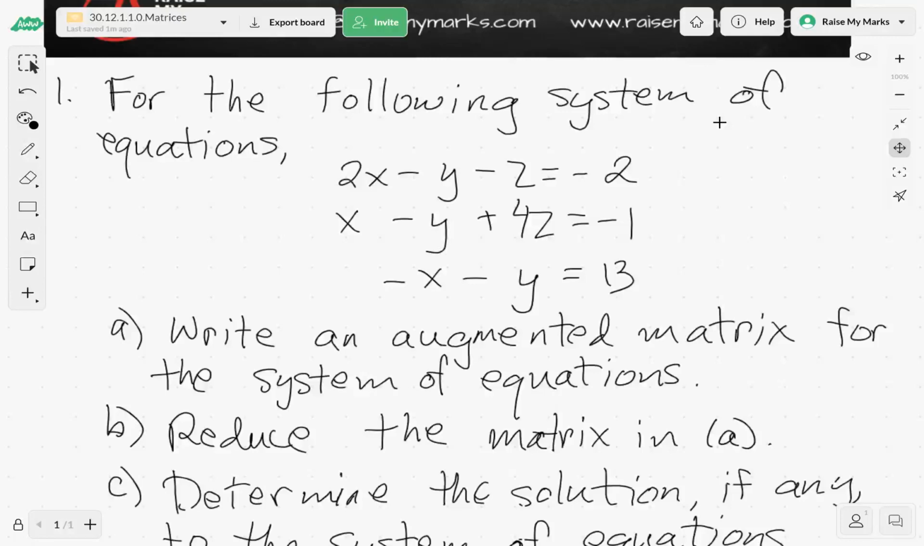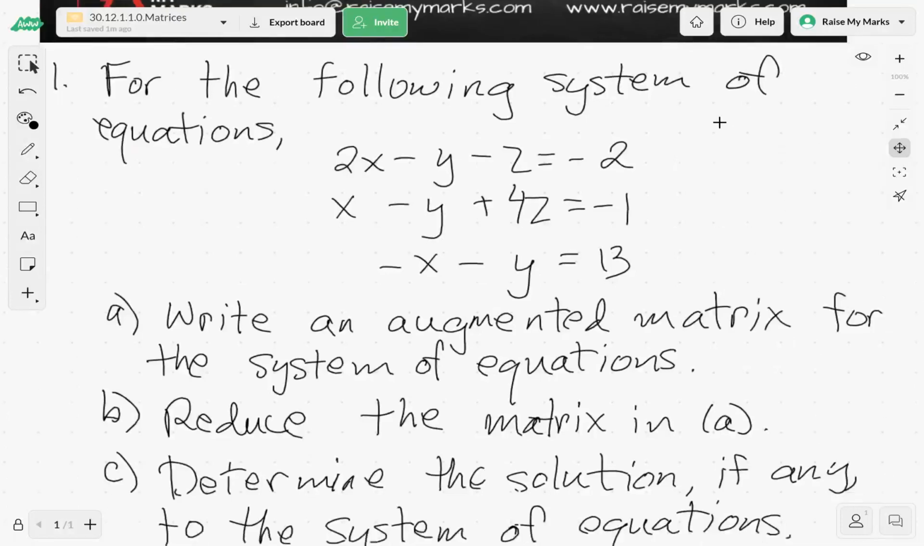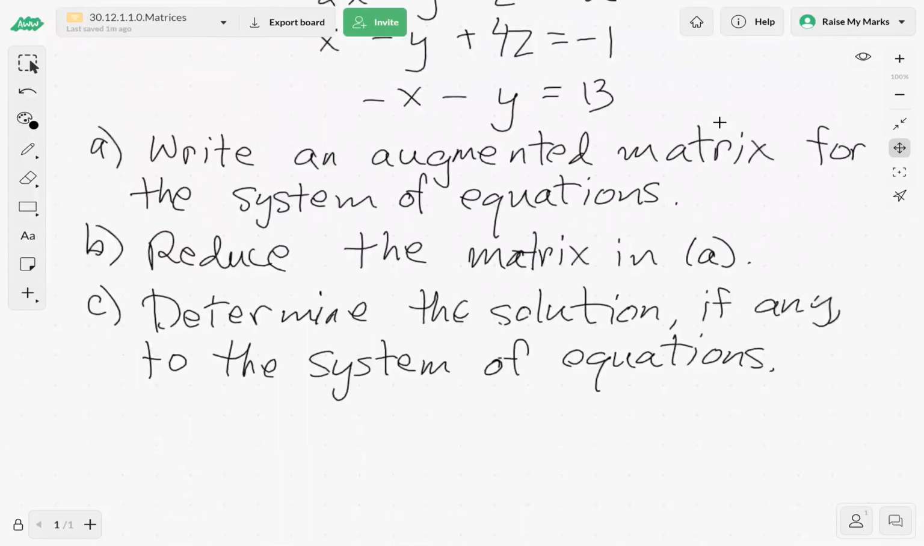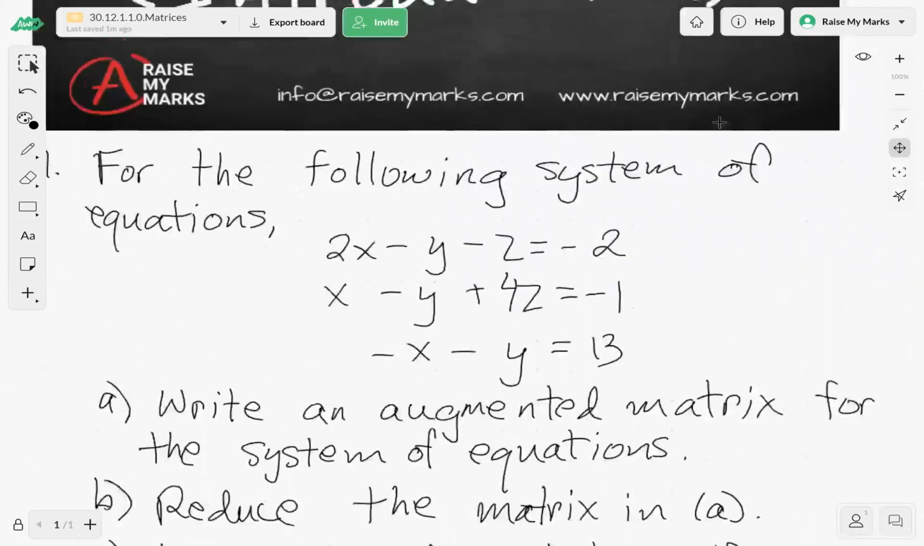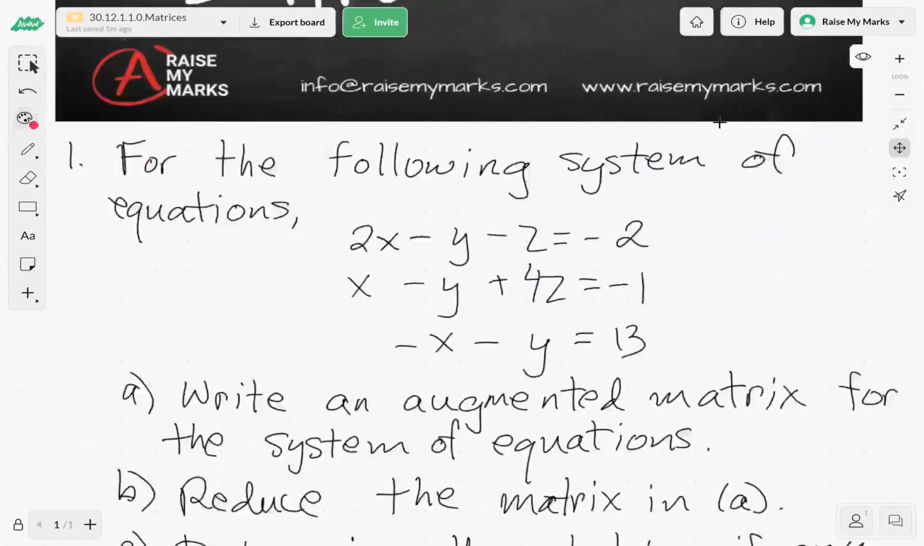Produce the matrix in A. So I'm assuming this is reduced echelon form. Determine the solution, if any, to the system of equations. And I think that's it. Okay, so let's pick a color and let's start the problem.